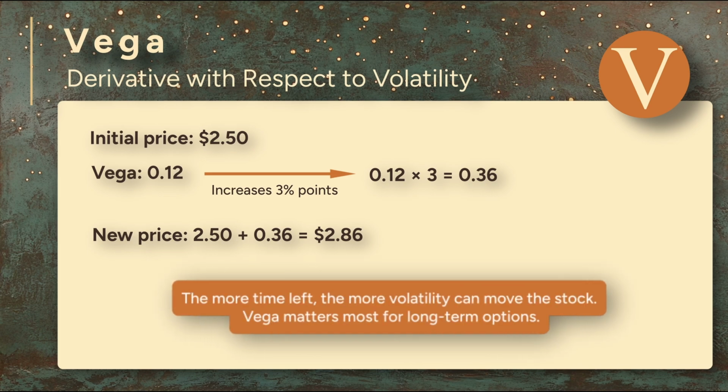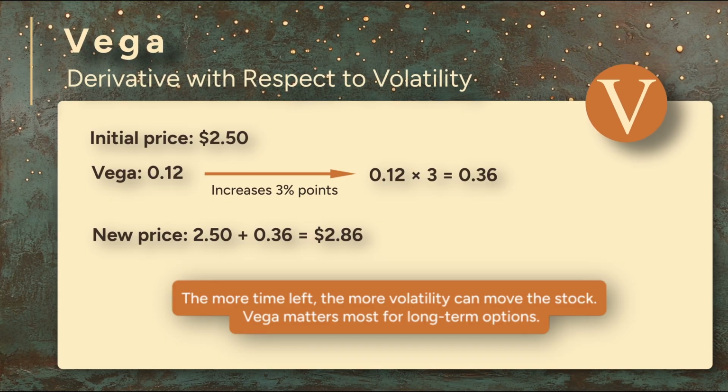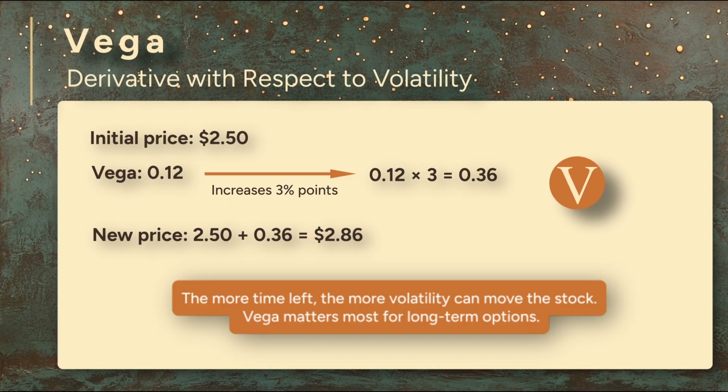Vega matters most for options with more time until expiration, because with more time, volatility has more opportunity to produce large price moves. As expiration approaches, Vega shrinks because the window for those moves is closing.